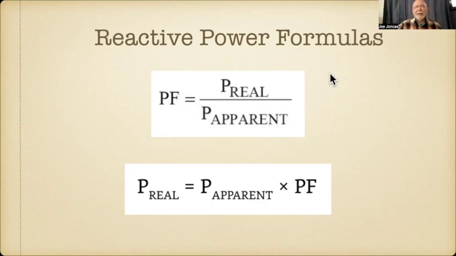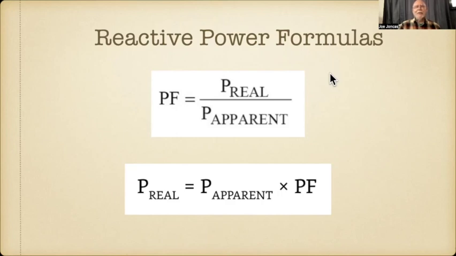Reactive power, these are the formulas. There's the power factor, which is what we use to figure out, if we have the apparent power, what the real power is. So that is the real power being consumed over the apparent power. And the apparent power is just voltage times amps.